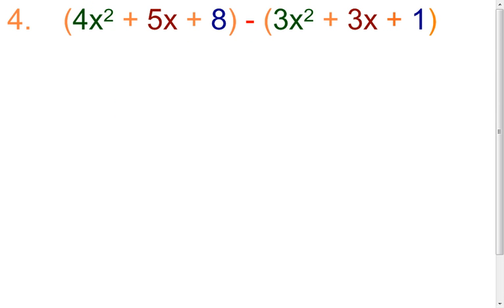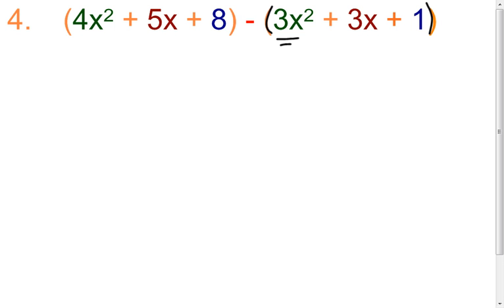All right, now we're moving on to subtracting. With subtracting, it's a little bit different. This is one of the most common math mistakes people make all the way through their entire math career. When you subtract a quantity, like this quantity right here, you cannot just subtract this first term, which is what a lot of people want to do. You need to subtract 3x squared, and you need to subtract 3x, and you need to subtract 1. You need to subtract all three terms.